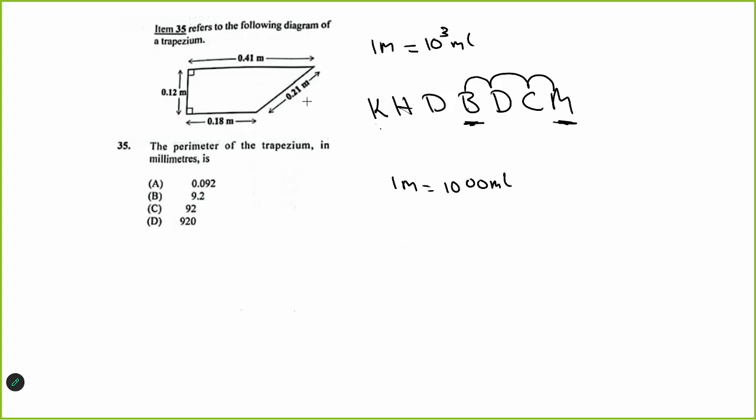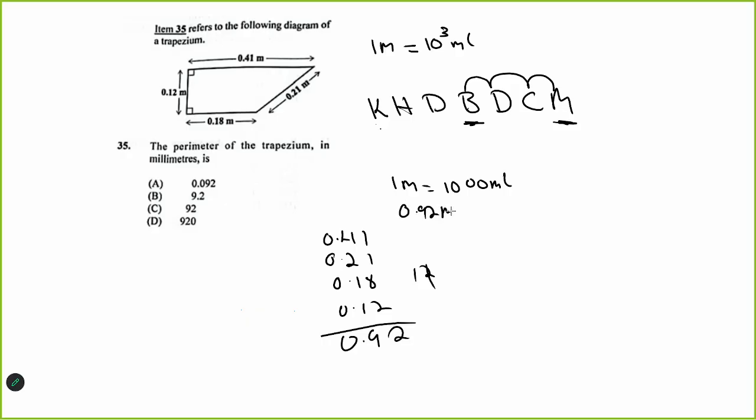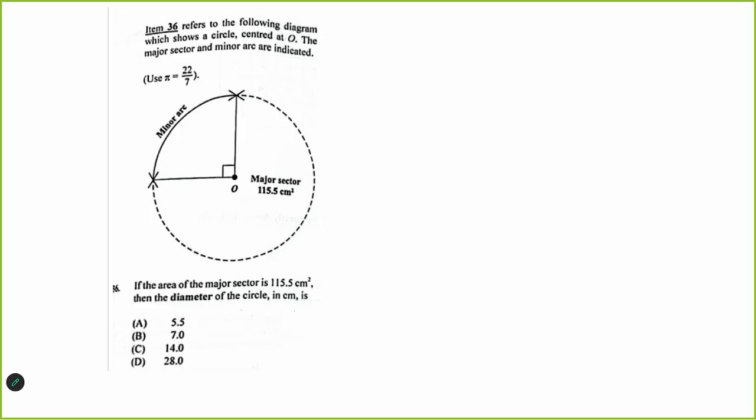You can add it up and then convert it. So 0.41, 0.21, 0.18, 0.12. That gives 0.92 meters, which will be 0.92 times 1,000, which would be 920. That would be your answer for this question here.